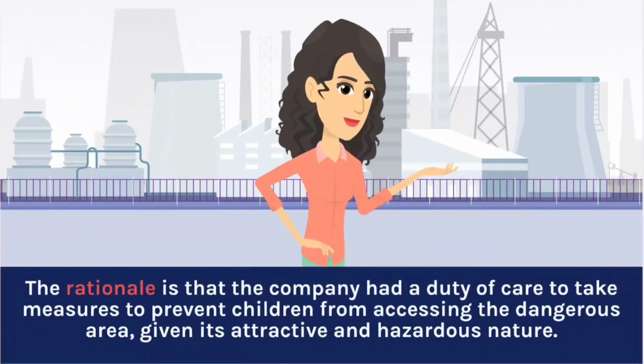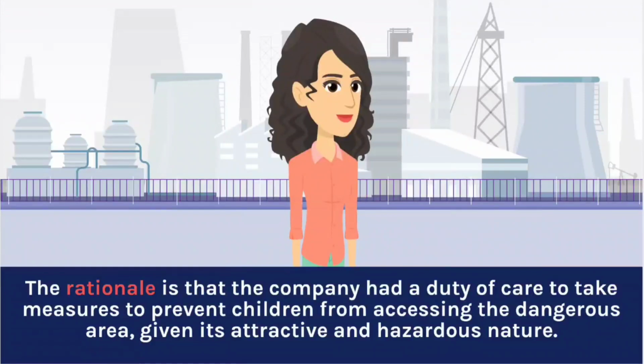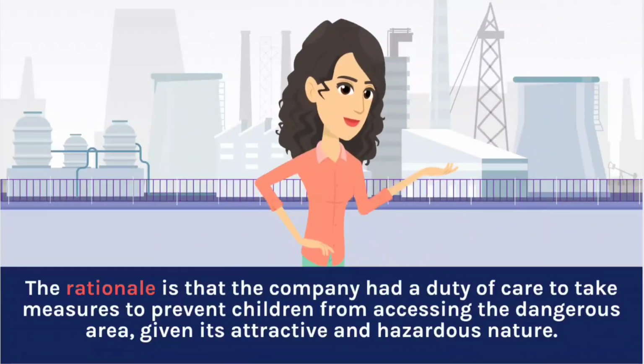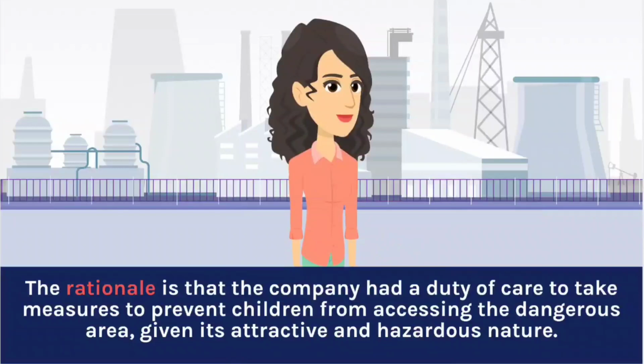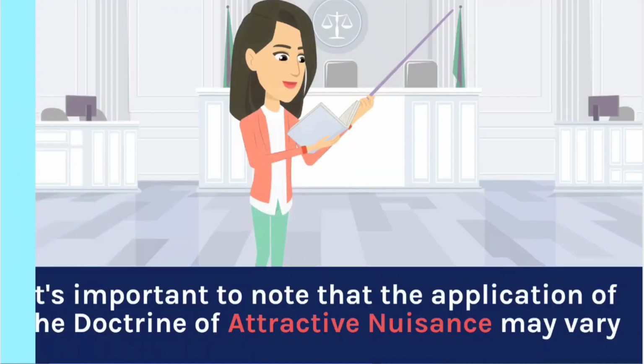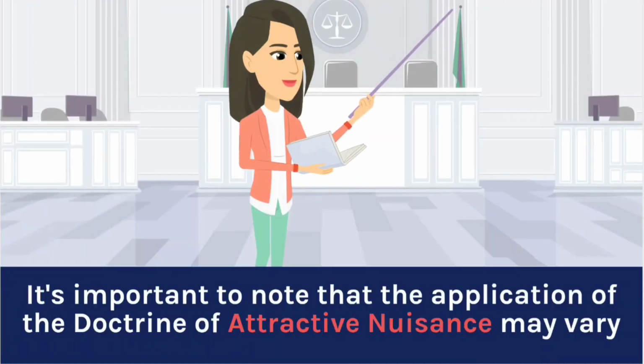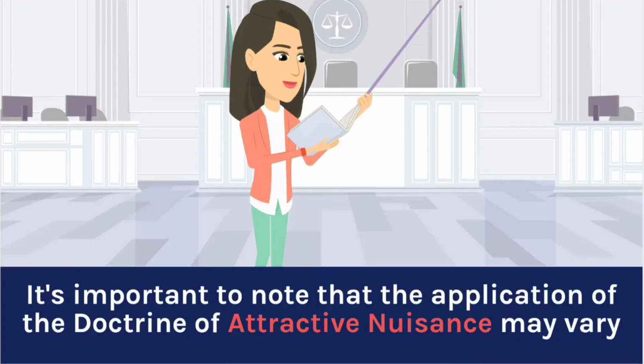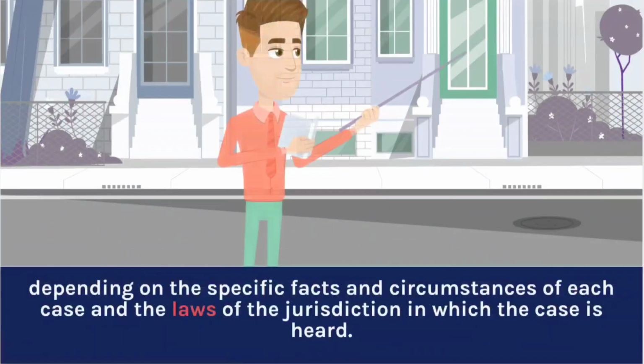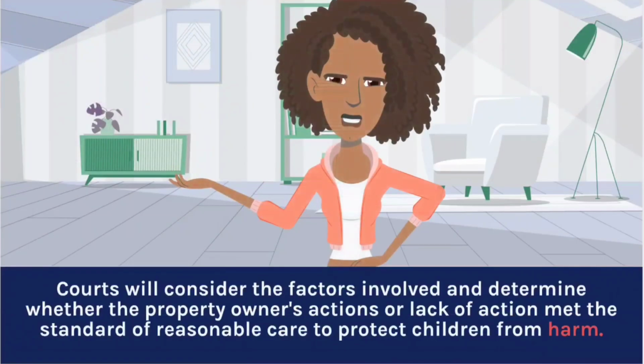The rationale is that the company had a duty of care to take measures to prevent children from accessing the dangerous area, given its attractive and hazardous nature. It's important to note that the application of the doctrine of attractive nuisance may vary, depending on the specific facts and circumstances of each case and the laws of the jurisdiction in which the case is heard. Courts will consider the factors involved and determine whether the property owner's actions or lack of action met the standard of reasonable care to protect children from harm.